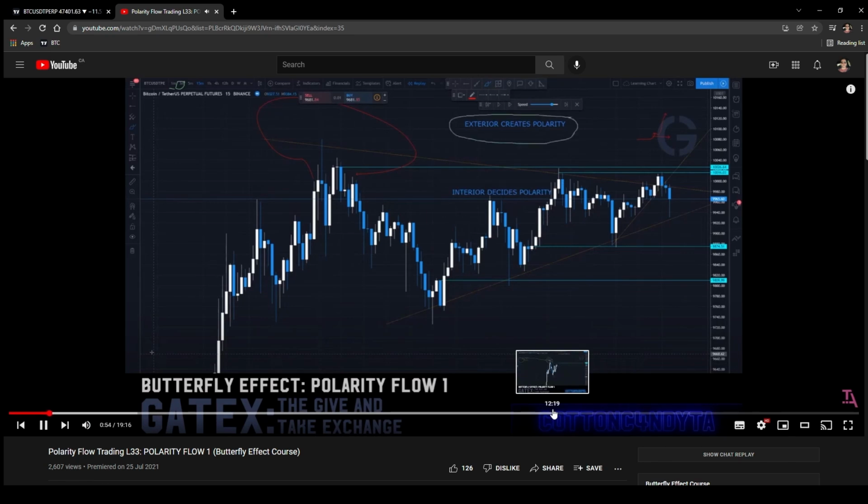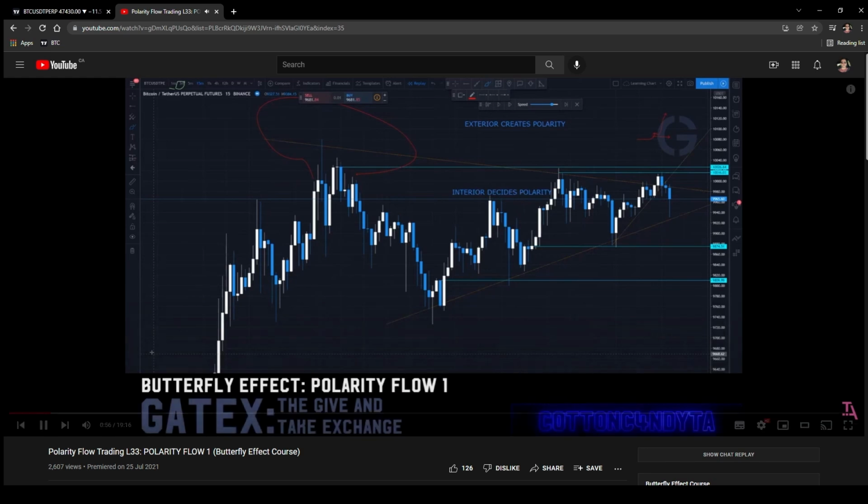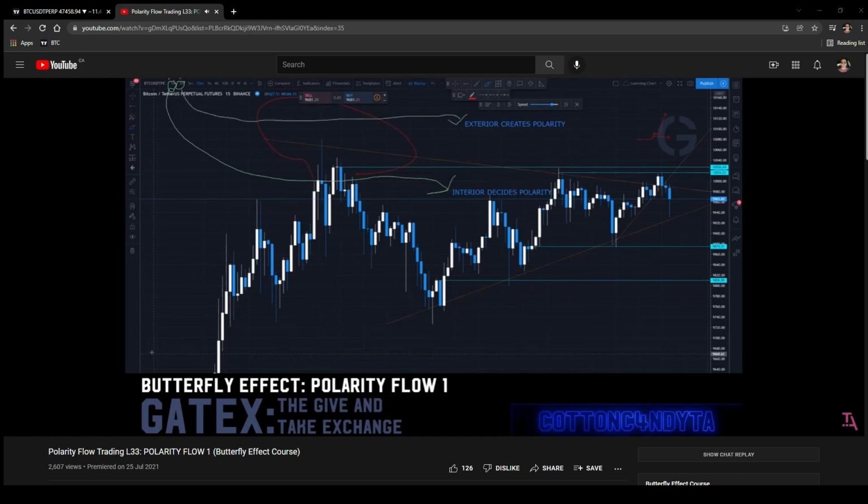So what's happening here is you guys are saying, okay, we're on the 1 minute chart and we are agreeing that this will decide polarity. So the 1 minute is going like this, and we're saying we agree that the interior decides polarity. And the first thing you do is you move to the 3 minute time frame, where you are saying exterior on the 3 minute is creating polarity.